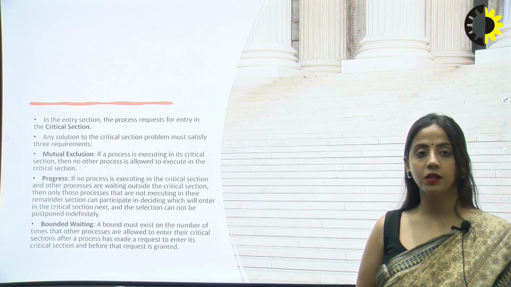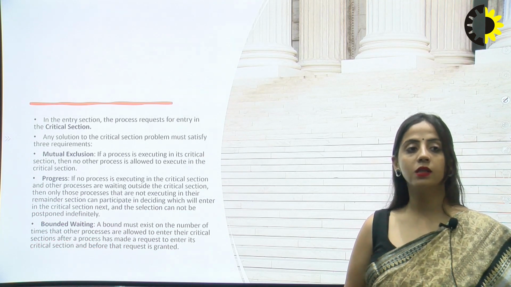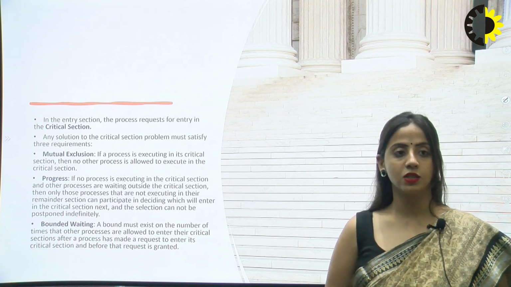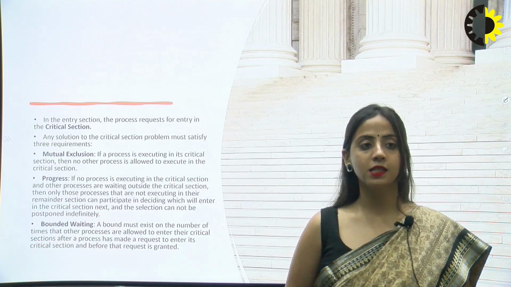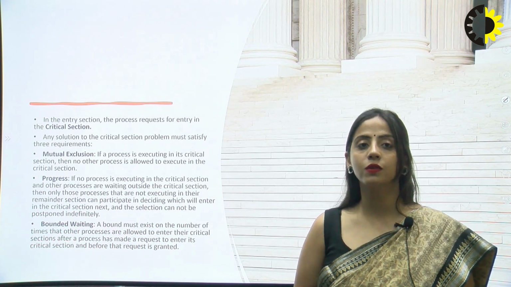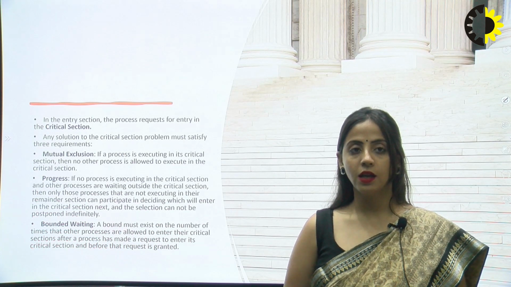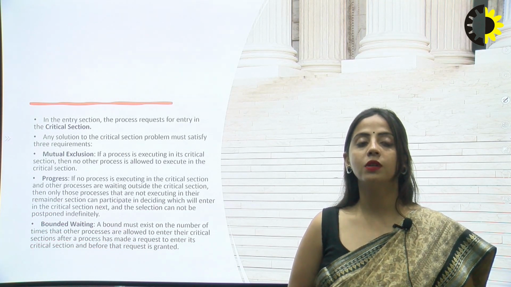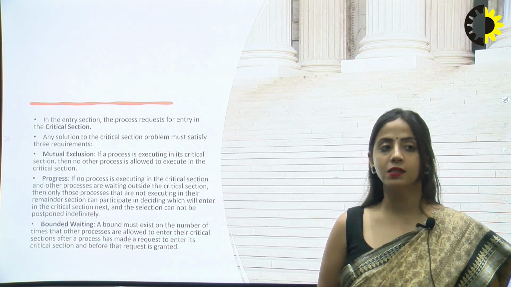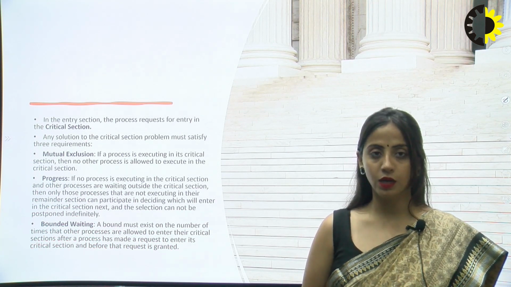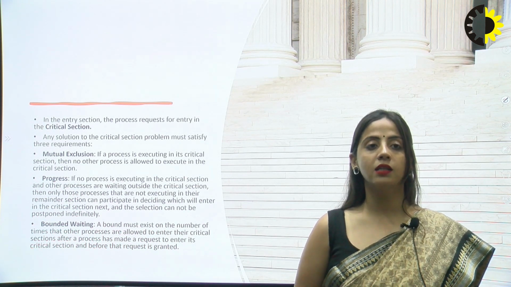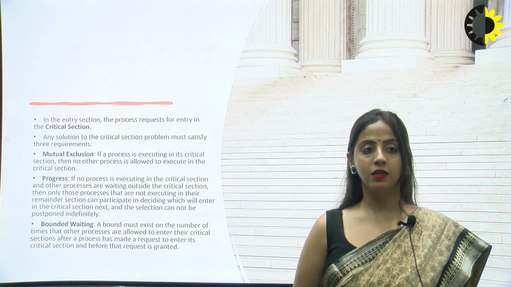Now, bounded waiting. A bound must exist on the number of times that other processes are allowed to enter their critical section after a process has made a request to enter its critical section and before that request is granted. It cannot happen that only some processes keep entering the critical section and keep accessing it. Then to control that kind of situation, a bound must exist on the number of times that other processes are allowed to enter the critical section.